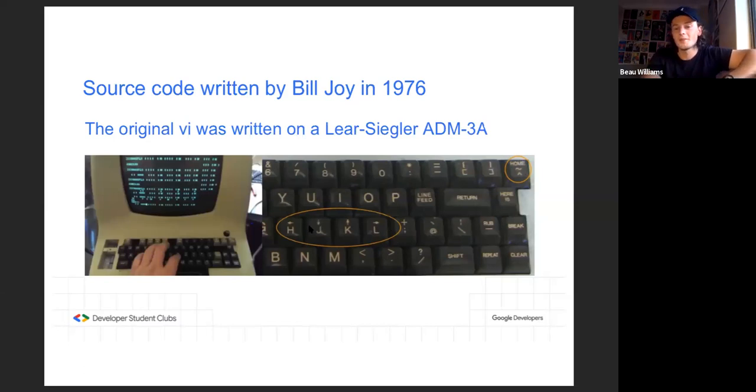In a similar respect, H, J, K, and L came to that convention in the same way. As you can see here, left, down, up, right is printed on the keyboard. And so that's why Vim uses H, J, K, and L to move around.